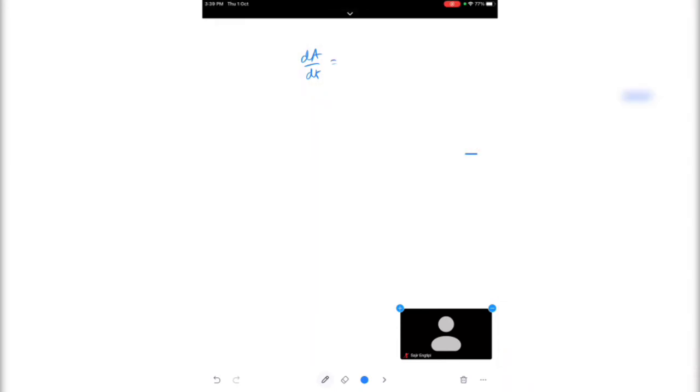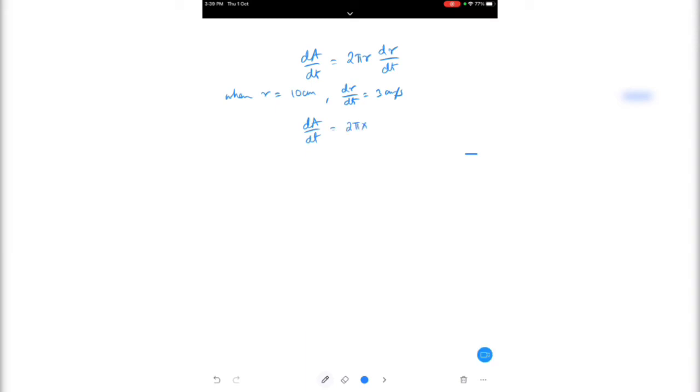Okay, so we found dA/dt as 2 pi r dr/dt, right? The value of r is given in the question, r is equal to 10 centimeter, and dr/dt is also given, that is 3 centimeter per second. So put those values and that's it. So dA/dt is equal to 2 pi into r, which is 10, into dr/dt, which is 3. So that is 60 pi centimeter square per second. Everyone clear? Yes or no?